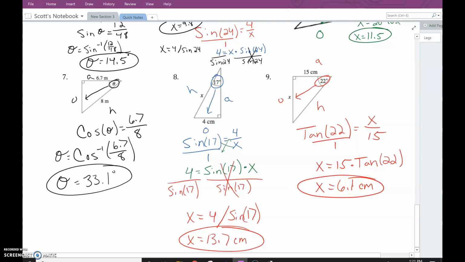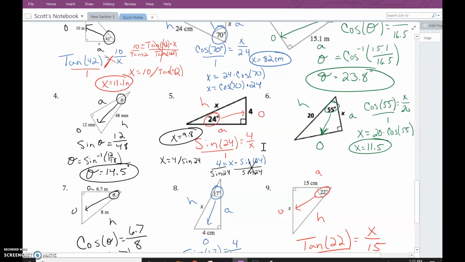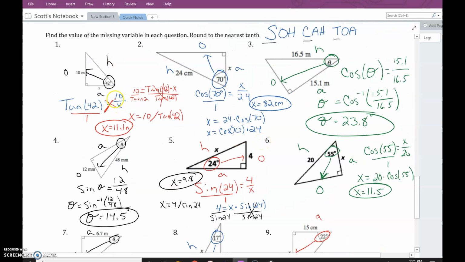The big thing to remember here is you will only have three different types of scenarios. If the variable is in the denominator, you should start seeing some patterns. You can cross multiply and you end up using division. It's almost like these two make a little switcheroo. X equals 10 divided by tangent 24. There's a pattern there.